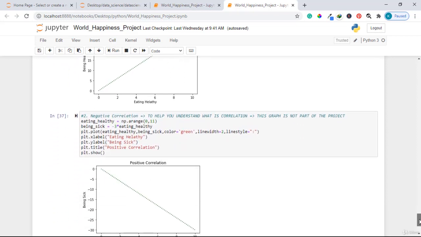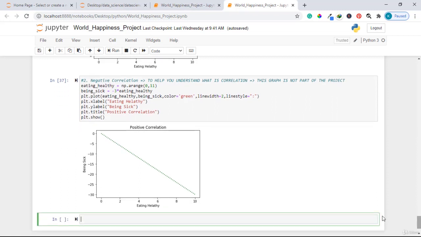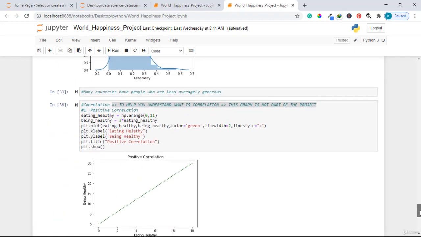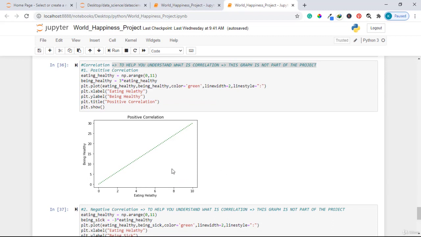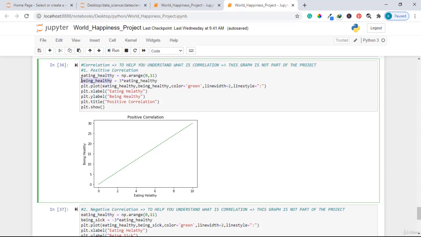The negative correlation is where, when you increase one variable, the other one decreases. For example, if I eat healthy, my chances of being sick decrease. And so this can be represented by a graph which goes from the top to the bottom. And if you consider it, this makes sense. There's nothing hard to understand here, because for example here we have eating healthy is 0 from this data that I have here. Let me just print the data so that you can see what is happening here.